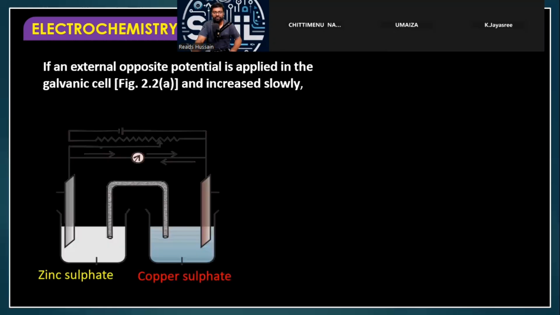Suppose, in the same arrangement, some external potential we are going to apply. See this arrangement. This is the external potential. We are applying some external potential and increasing the potential slowly. Then we will see what happens.